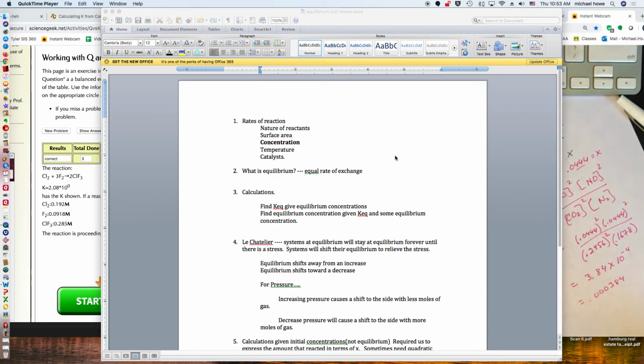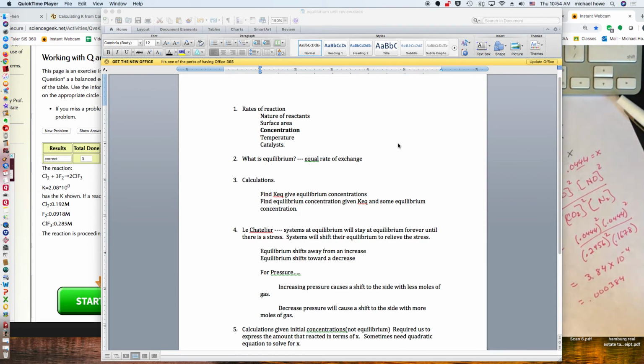This is part 2 of class review from Thursday, May 7th, 2020. These are things we've done in the equilibrium unit. I'll just run through these again real quickly. So we've talked about rates of reaction.